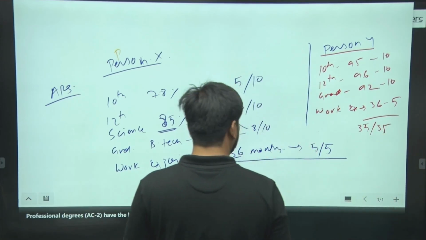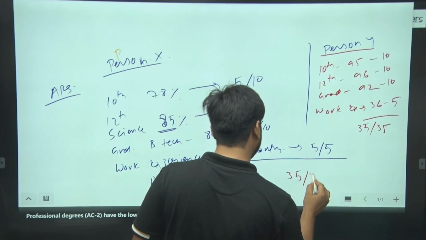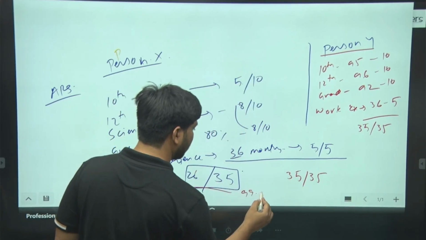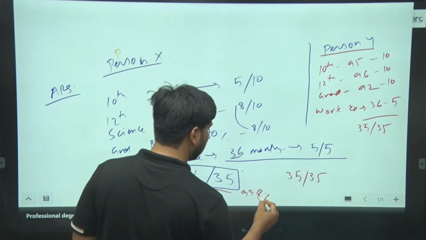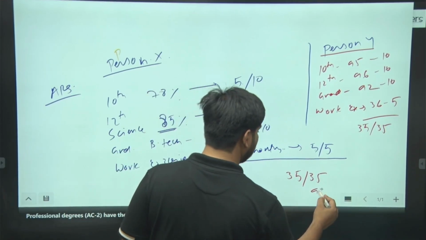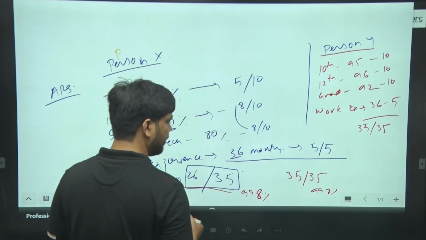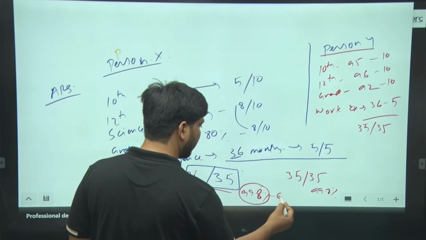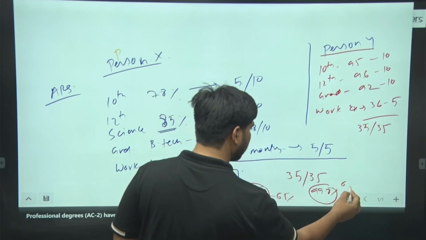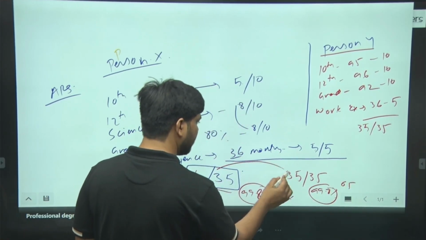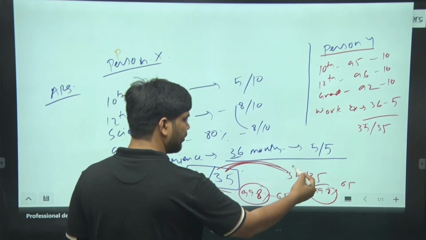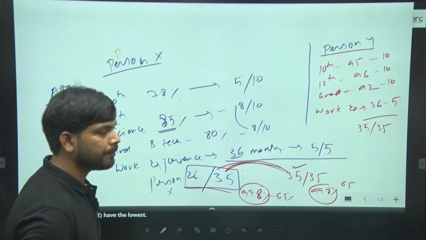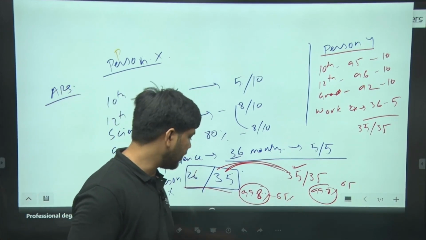Now, 35 on 35 here, and person X gets 26 on 35. Suppose he gets a 99.6 percentile in CAT, or maybe a 99.8 percentile in CAT, right? So we can see the difference. The CAT score carries 65% weightage, and 35% weightage is being given to this. Obviously, this person has a higher chance of making it to the cutoff, to the shortlisting.